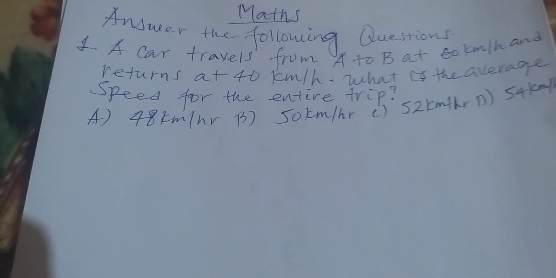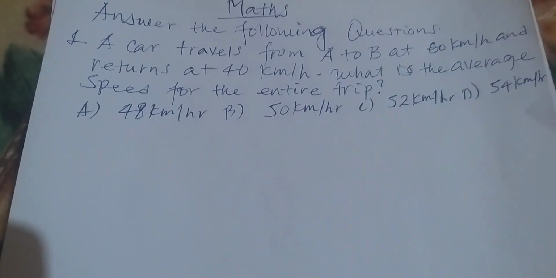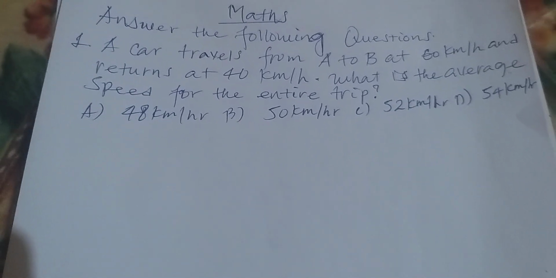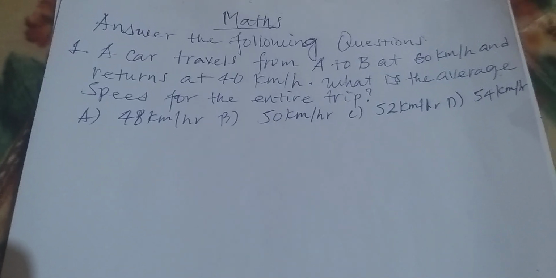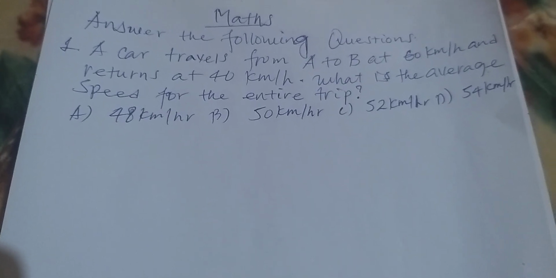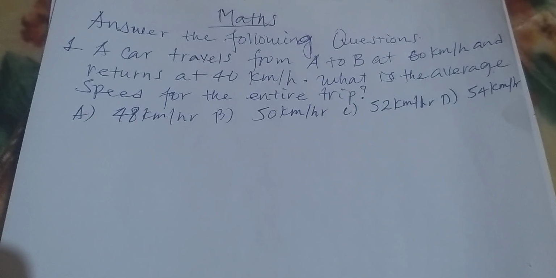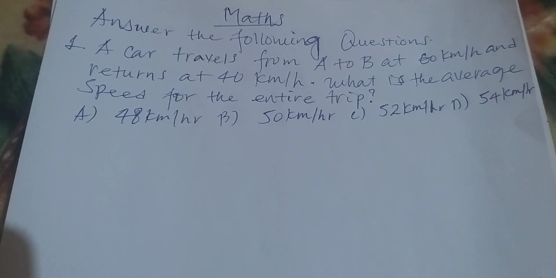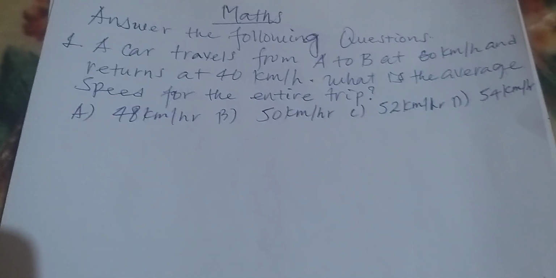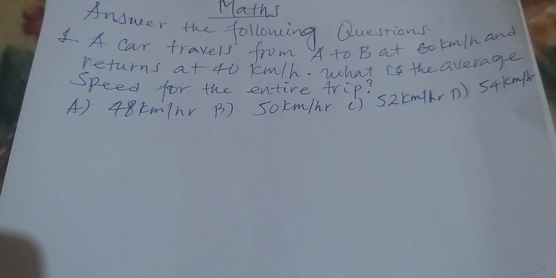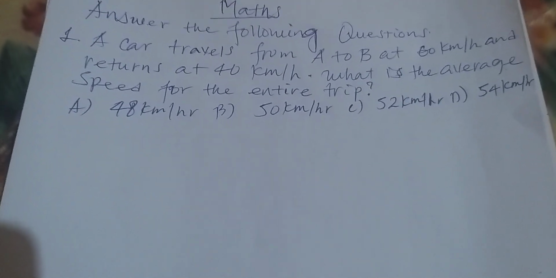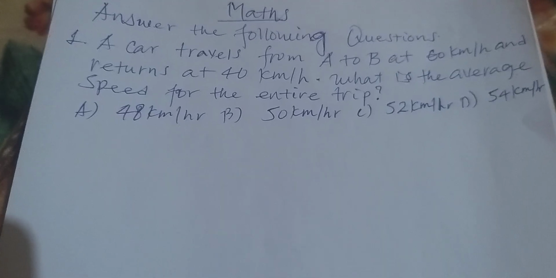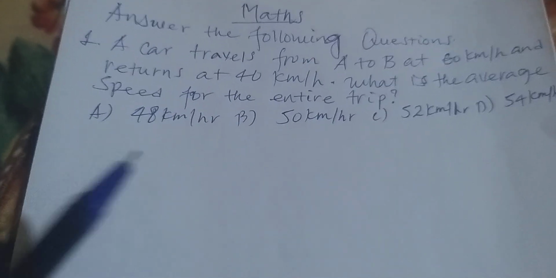Question number 1 says, if a car travels from A to B at 60 km per hour and returns at 40 km per hour, what is the average speed for the entire trip? How do you calculate the average speed? The car travels from A to B at 60 km per hour and returns at 40 km per hour. Is the average speed (60 plus 40) over 2? No. Let us do it together.